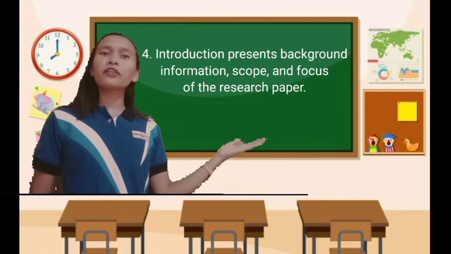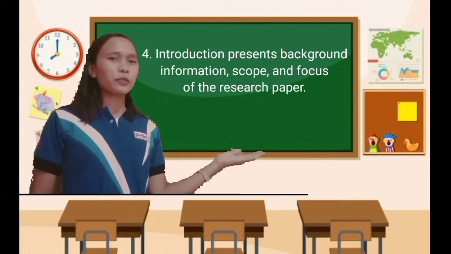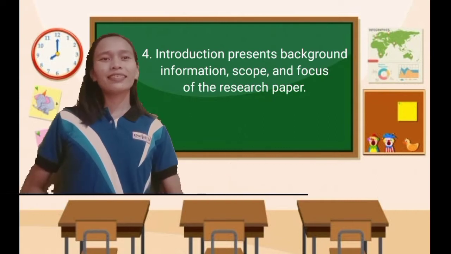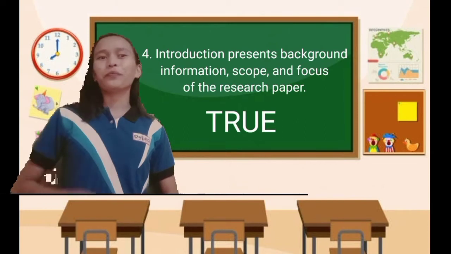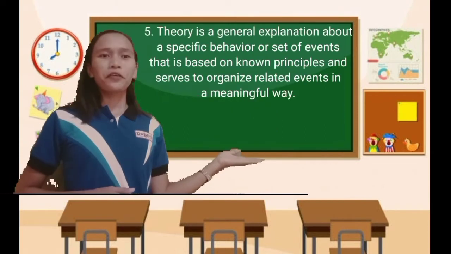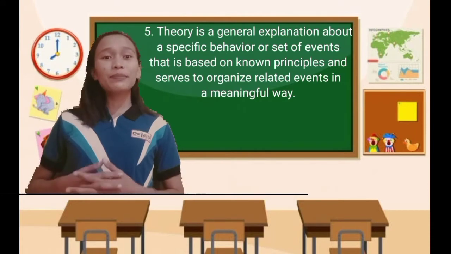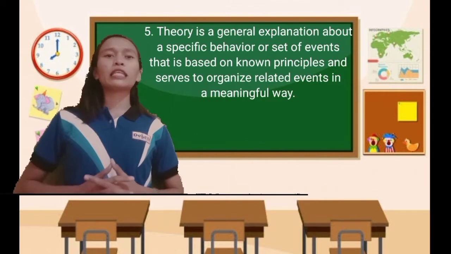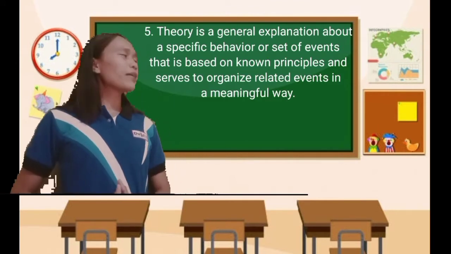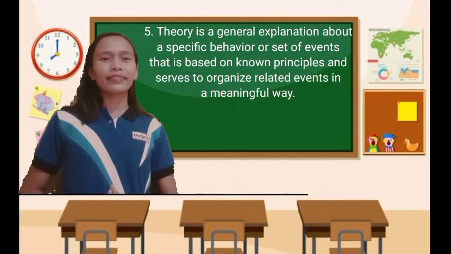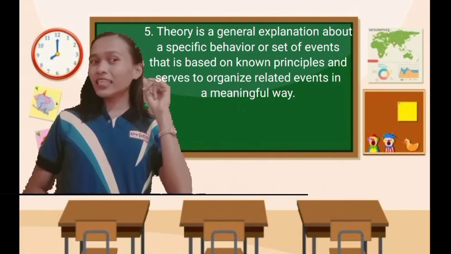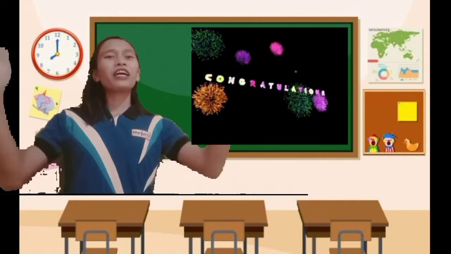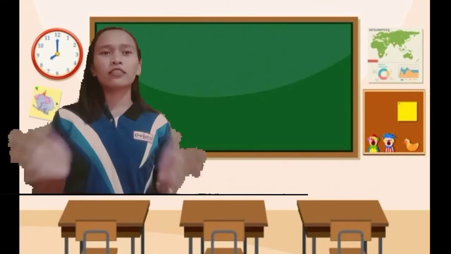Okay, number 4. Introduction presents background information, scope, and focus of the research paper. True or false? Very good. That is true. Okay, number 5. Theory is a general explanation about the specific behavior or set of events that is based on known principles and serves to organize related events in a meaningful way. Very good. That is true. Now, if you got a score of 5, then congratulations! You are ready for our discussion proper.